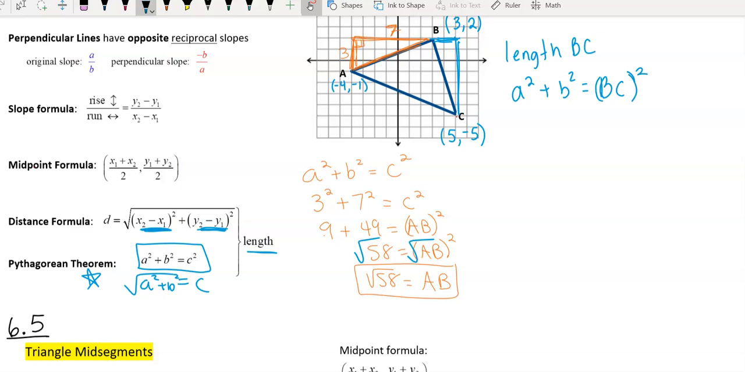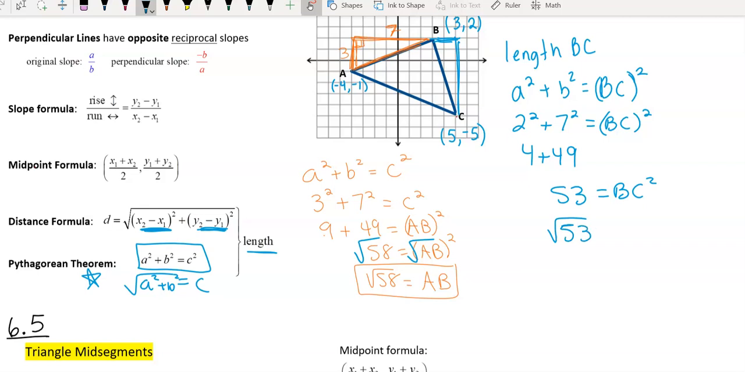BC squared, and we're going to plug in what we know. 2 squared, 7 squared, 4 plus 49 is going to give us 53. Take the square root of both sides. So the square root of 53 is the length of BC. And then we have one more.